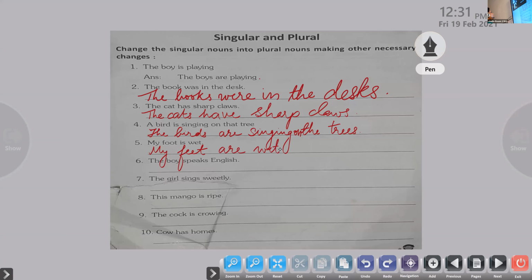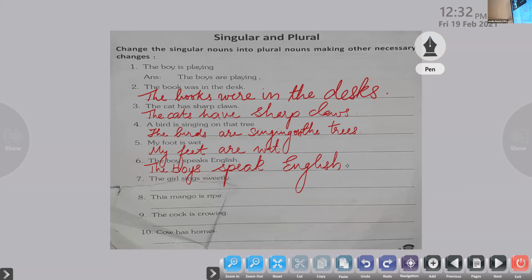Okay, the boy speaks English. So instead of boy, what do we write there? Boys. The plural form for boy is boys. We have already learnt about subject verb agreement. If the noun, that's the subject, is plural, the verb also becomes plural. Plural means we should not add s at the end of the verb. The boys speak English. Okay, so we have learnt this.